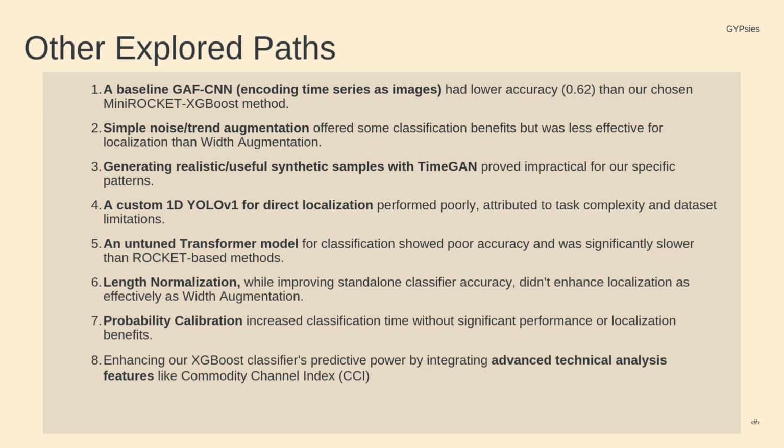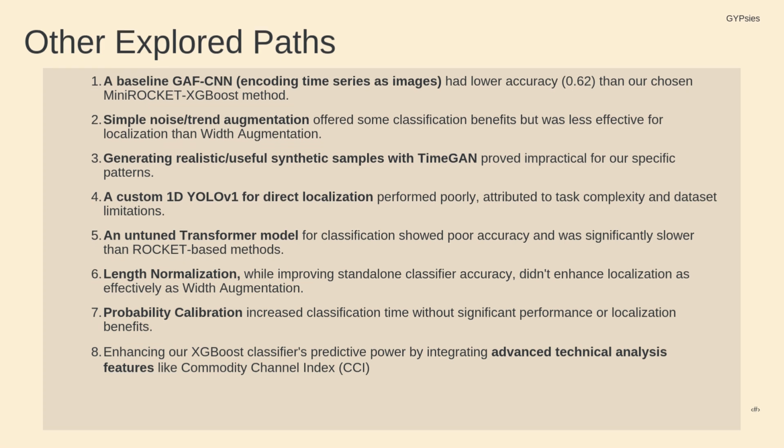For completeness, we did explore other methods. A baseline GAF-CNN model that encodes time series as images had lower accuracy. Generating synthetic data with TimeGAN was impractical for our patterns, and a custom 1D YOLO V1 model for direct localization performed poorly. Our final MiniRocket XGBoost approach proved to be superior to all of these.